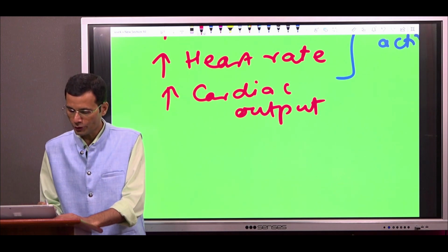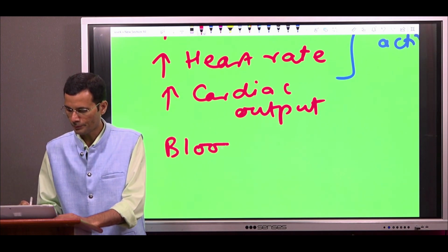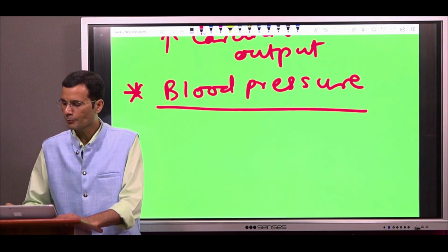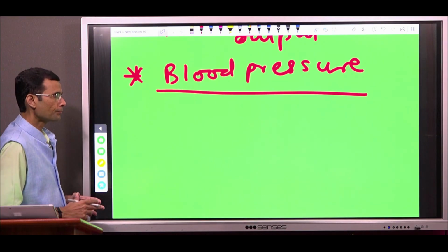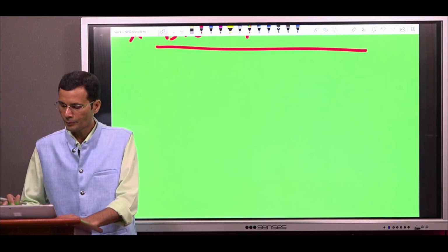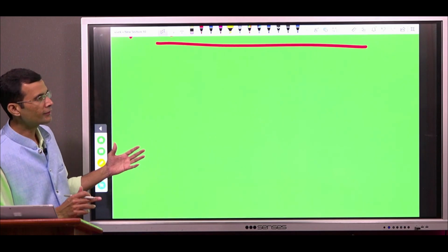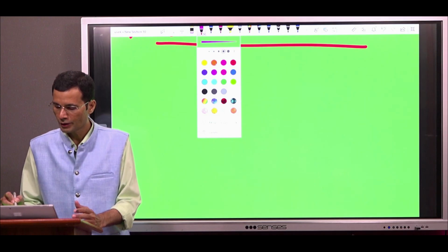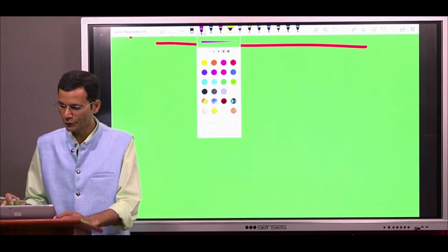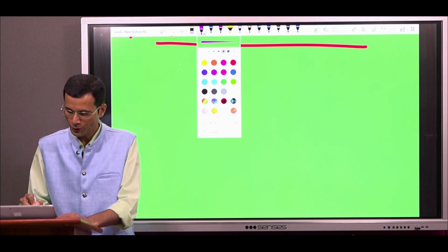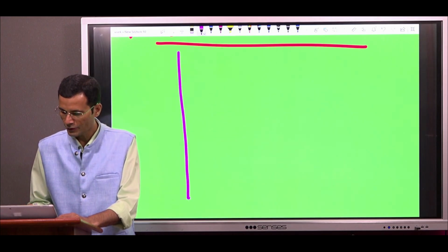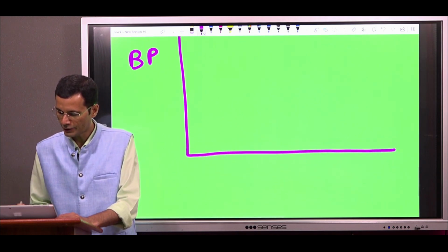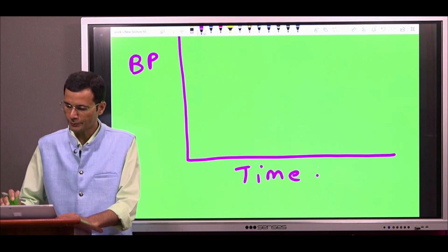Now, what happens with blood pressure? This will be important to understand. What is the effect on blood pressure? Let us just try to understand this with the help of a graph. It will make us remember for a longer duration. If we look at the graph, a simple graph, the effect of exercise on blood pressure. So, this is blood pressure and this is time into exercise.